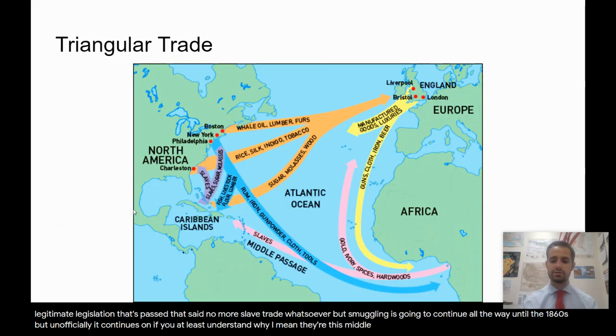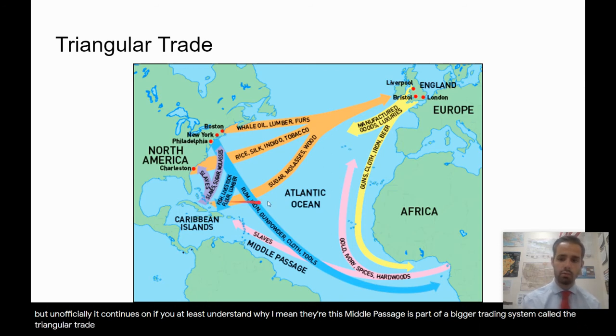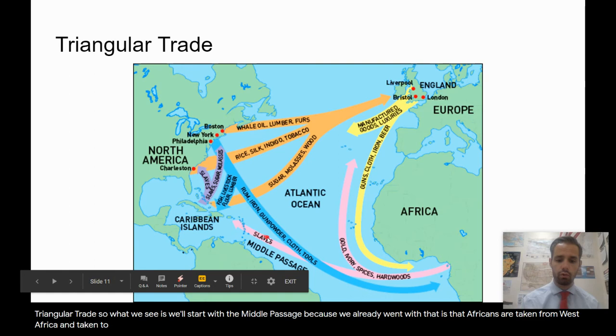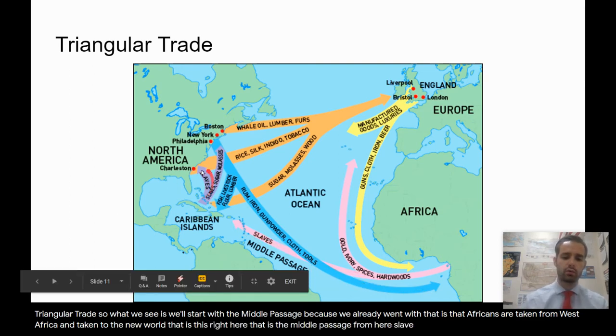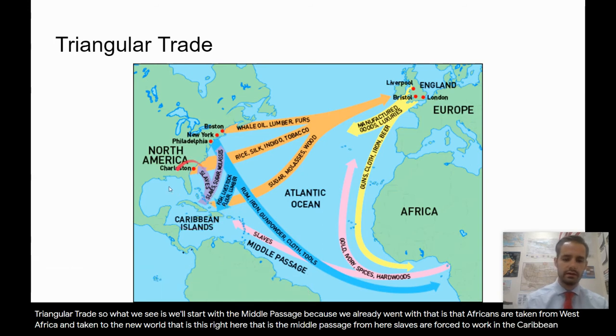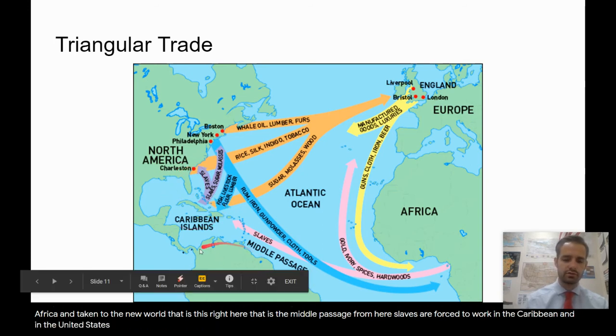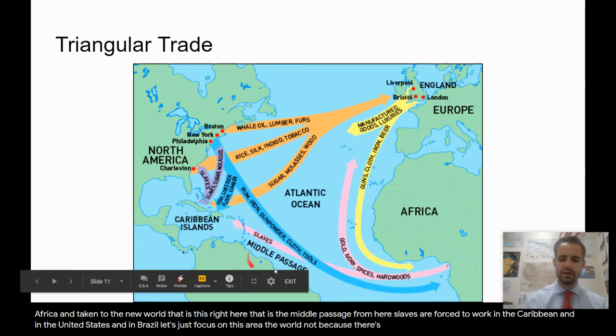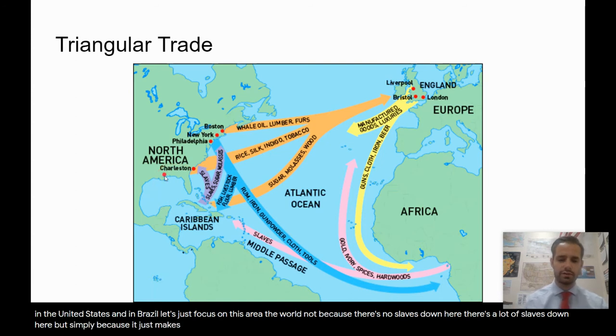This Middle Passage is part of a bigger trading system called the triangular trade. So we'll start with the Middle Passage because we already went over that: Africans are taken from West Africa and taken to the New World. That is this right here. That is the Middle Passage. From here, slaves are forced to work in the Caribbean and in the United States and in Brazil. Let's just focus on this area of the world, not because there's no slaves down here. There's a lot of slaves down here, but simply because it just makes it a little easier to explain.